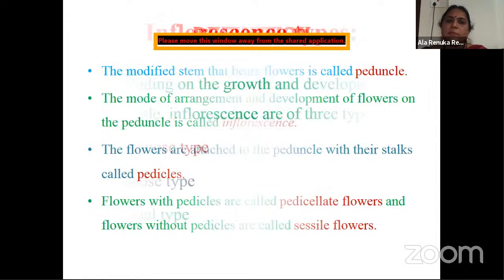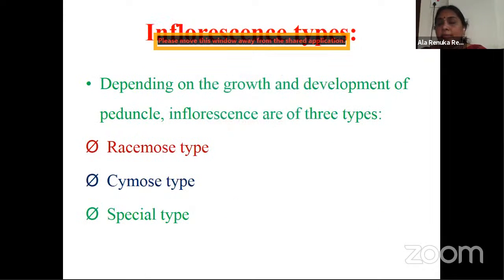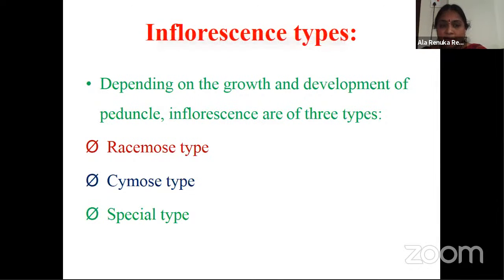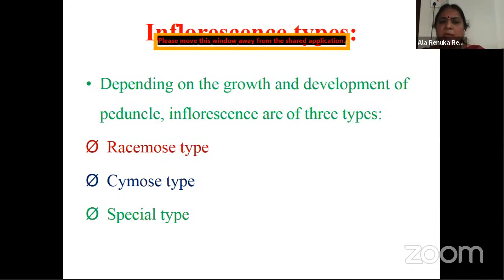And based on the types, I told you, the mode of arrangement is called inflorescence. The mode of development of the flowers on the modified shoot, that is the peduncle, is called inflorescence. Inflorescence is of three types based on the growth and development of the flowers on the peduncle. They are the racemose type, cymose type, and special type.